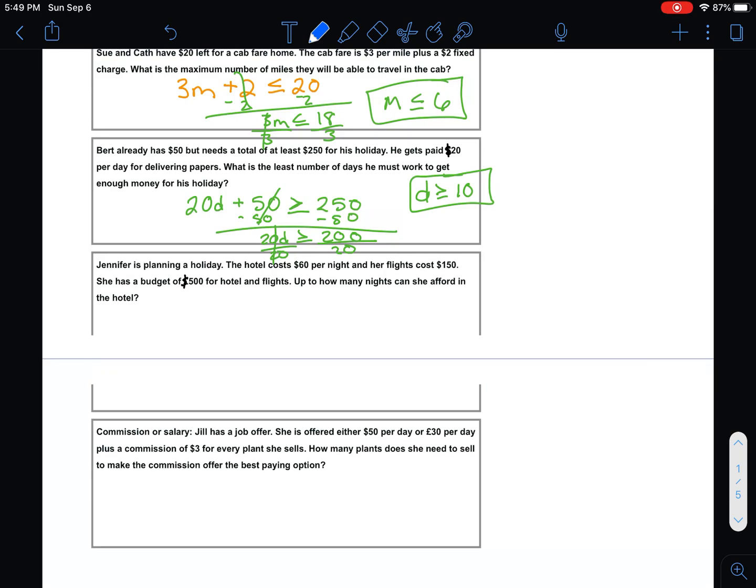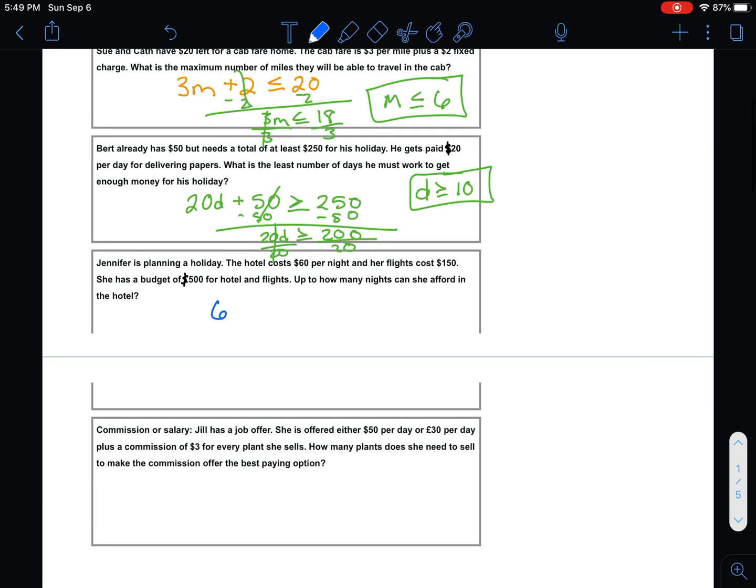All right. Our next problem, Jennifer is planning a holiday. The hotel cost is $60 per night, and her flight costs $150. Her budget is $500 for hotel and flights. Up to how many nights can she afford at the hotel? So we know it's $60 per night, plus the $150 for her flights. And she cannot spend any more than $500. Otherwise, she wouldn't have enough to pay all the bills. So we're going to subtract $150 from both sides.